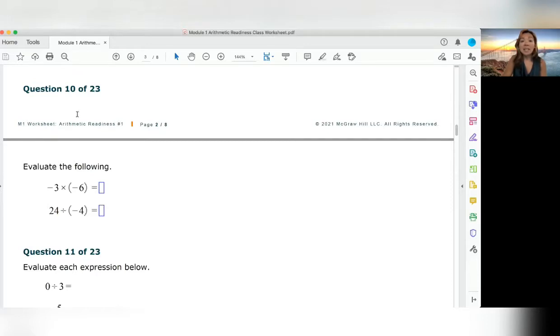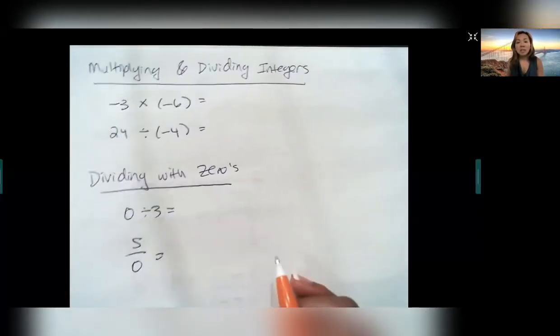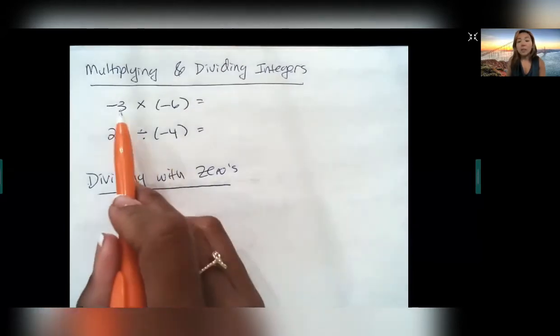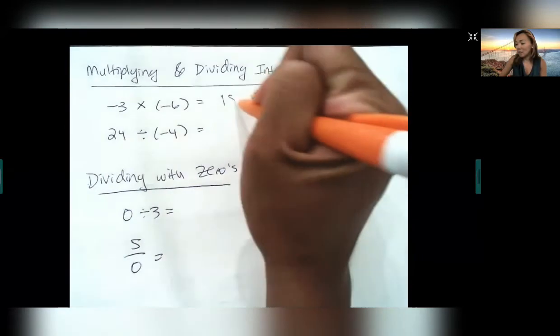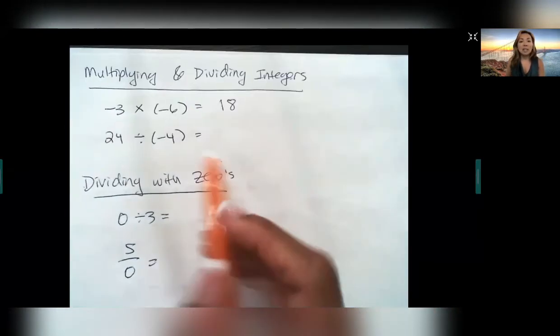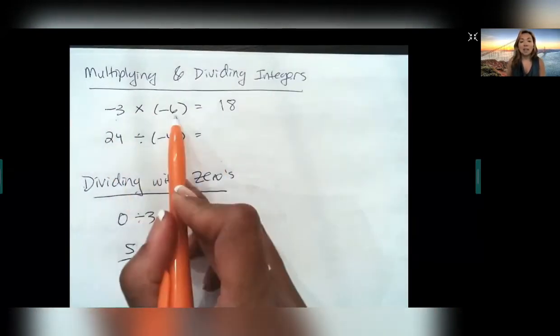In question 10, we have a problem that consists of multiplying and dividing integers. So when you're multiplying and dividing integers, first thing you can do is just multiply the numbers. So 3 times 6 will give me 18. 3 times 6 is equal to 18. Now it's a negative 3 times a negative 6.